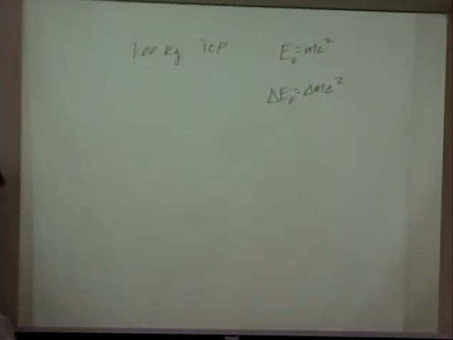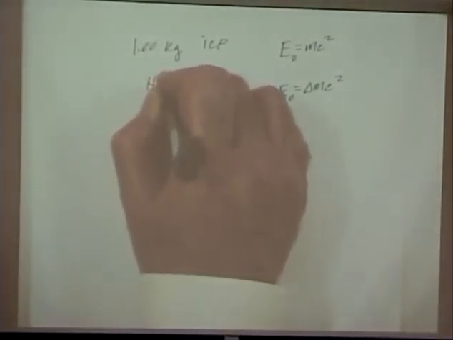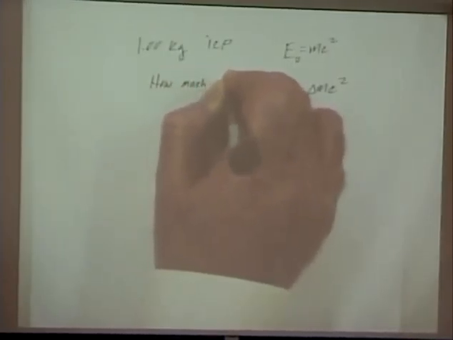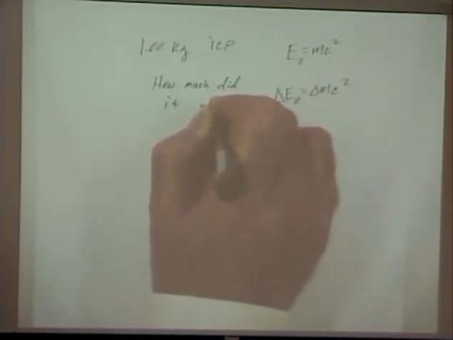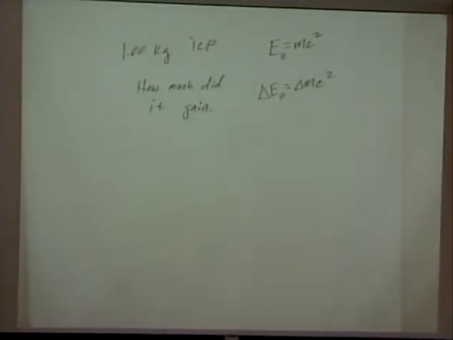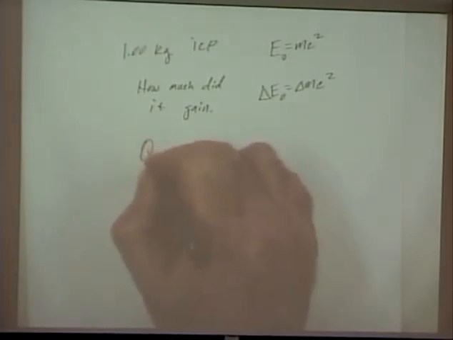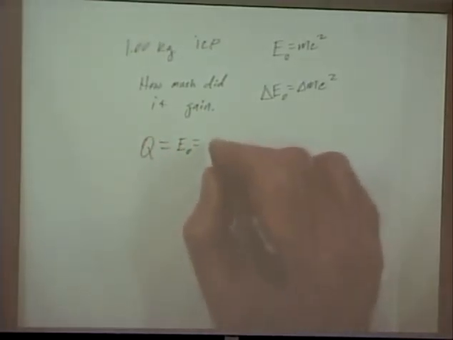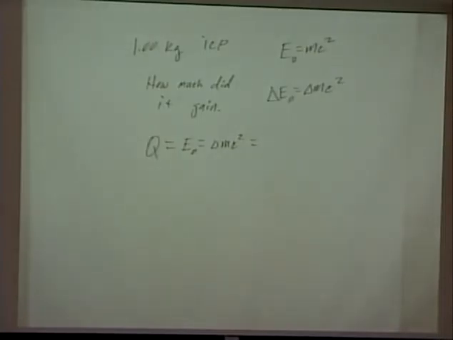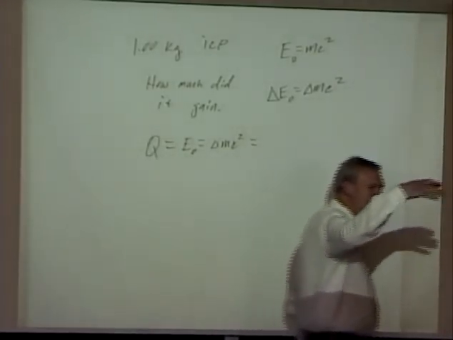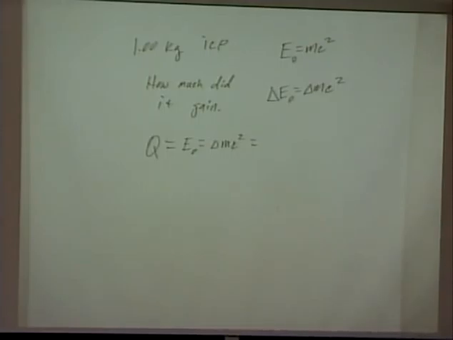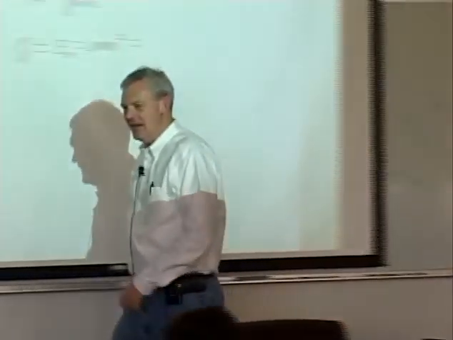So how much mass did this ice gain? Let's go and crunch the numbers here. In other words, Q, which is going to equal delta E naught, equals delta m c squared, which also equals, now what does Q equal? How do we melt ice? It's at 0 degrees, we're starting it at 0, and then we're going to get a puddle of water. So how do we do that? Remember that? Yes, latent heat of fusion. There we go.